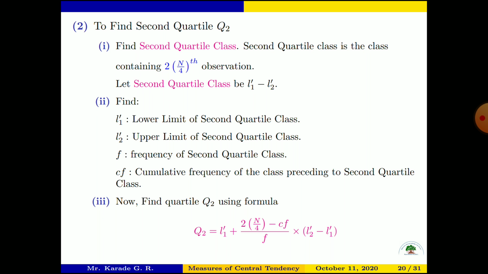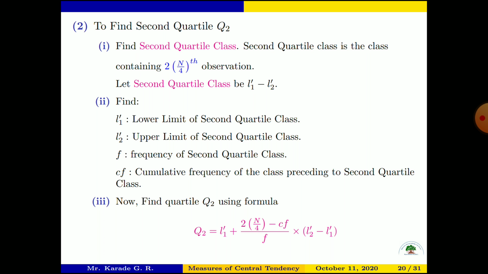Once we get the second quartile class, in the second step we have to find L1', which is nothing but the lower limit of the second quartile class. L2' is nothing but the upper limit of the second quartile class. f is nothing but the frequency of the second quartile class, and cf is the cumulative frequency of the class preceding the second quartile class, that is, the class just previous to the second quartile class. In this second step we have to find these four values.